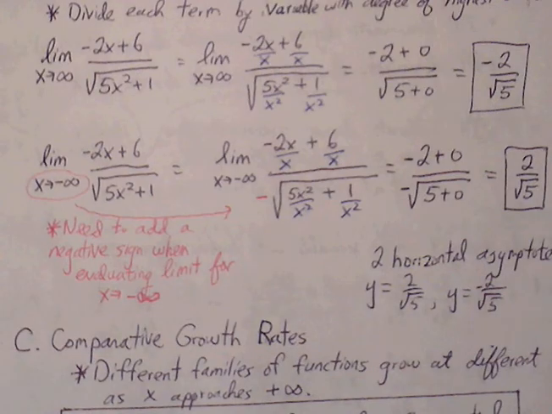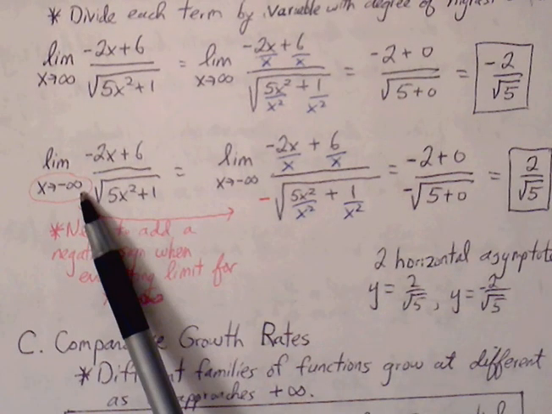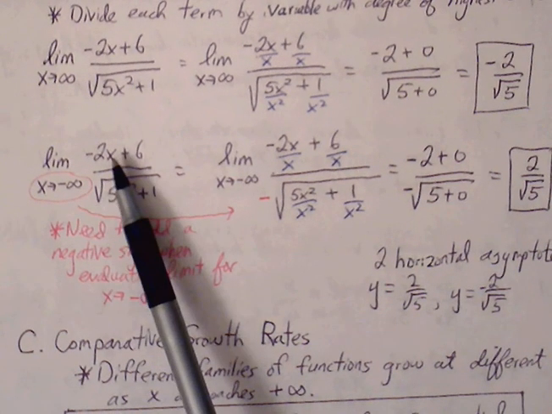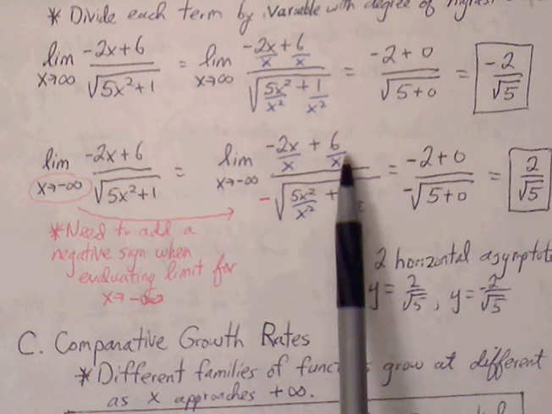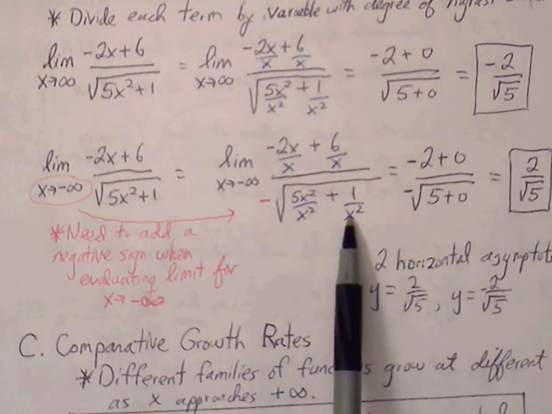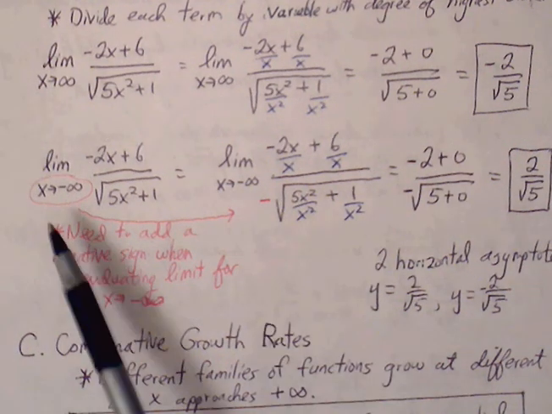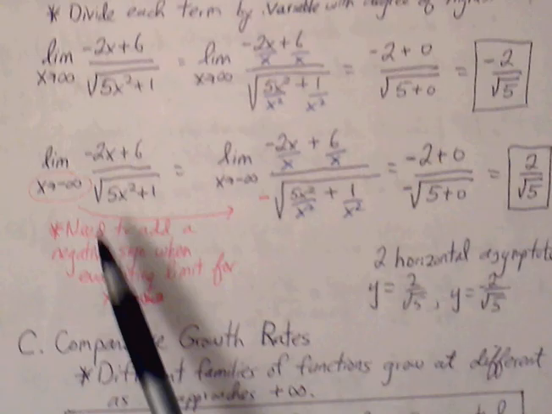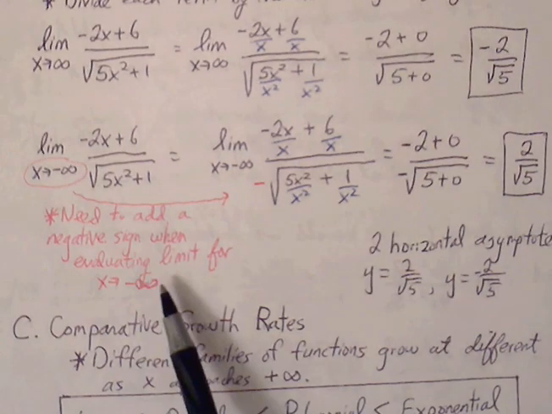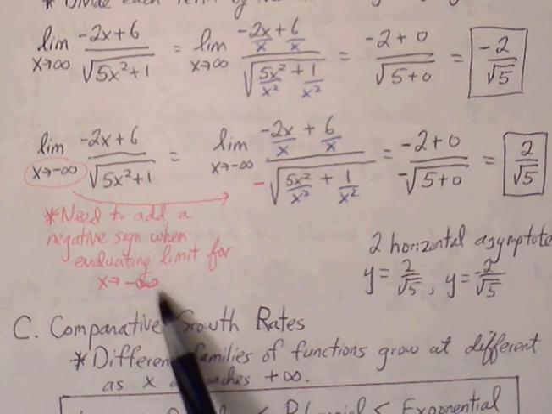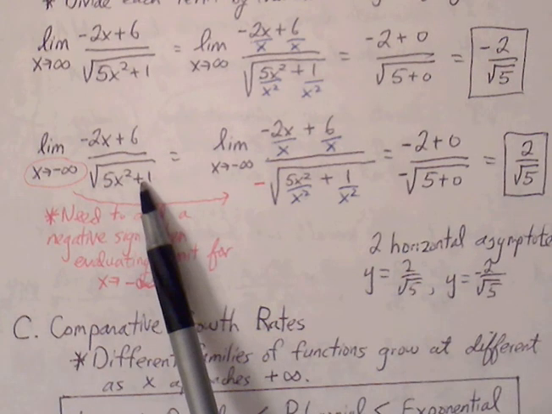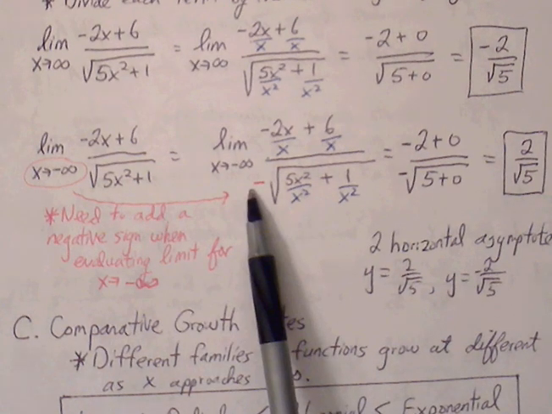Okay. The second is limit as x approaches negative infinity. So that's the other condition we have to test for. Again, we're going to divide every term by the variable of the highest order. The only thing we have to make an adjustment for is because we're approaching negative infinity, we need to add a negative sign whenever we're evaluating a limit for negative infinity with these types of problems. So that negative is accounted for out here. And then we look at what we have.